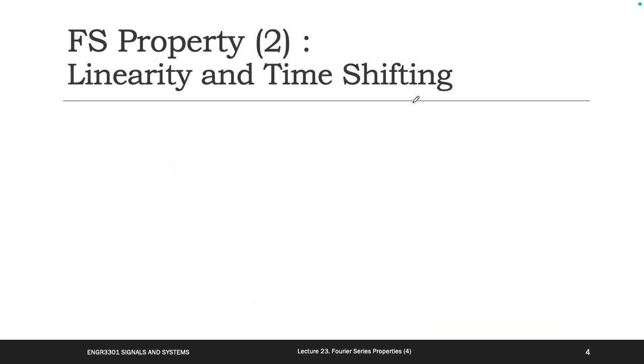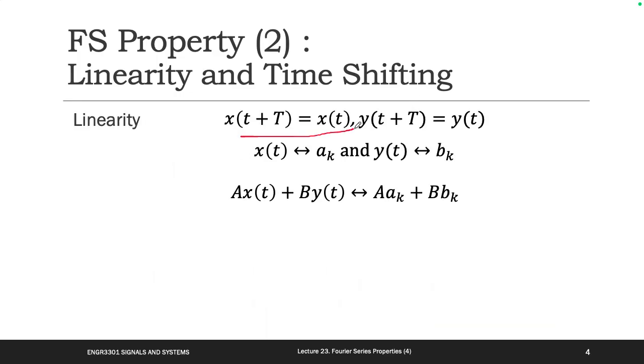The linearity means if you have two signals, x(t) and y(t), and both are periodic, and for x(t) the FS coefficient is a_k, and for y(t) the FS coefficient is b_k. If you have a new signal a x(t) plus b y(t), where a and b can be any real number, then the new FS coefficient should be a a_k plus b b_k. Actually, you can prove it using the equation.